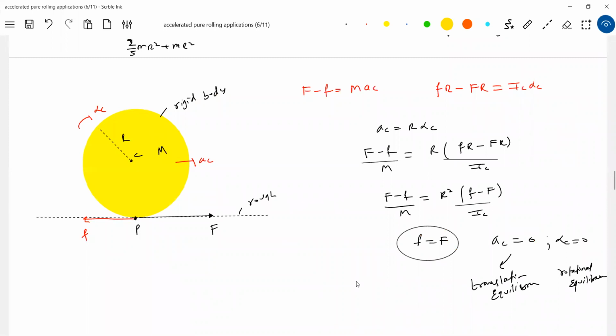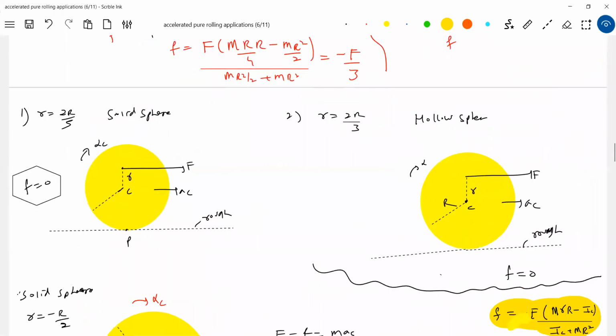What is very important is that for every rigid body, there is a threshold point. If the force is applied above the threshold point, friction will be in the direction of applied force. If you apply force at the threshold point, friction will be 0. If you apply force below the threshold point, anywhere below it... so, I'll go back to this one.